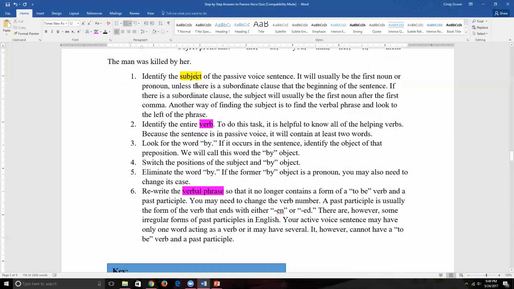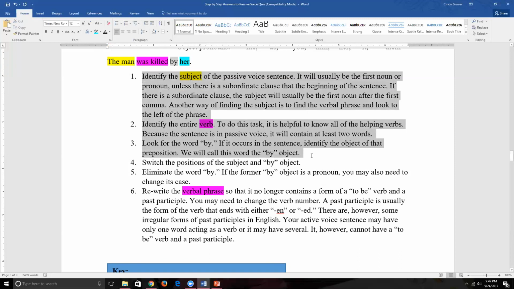Okay, so the first thing we have to do is identify the subject. That's going to be the man. It's the beginning of the sentence. It's before our verb. We have our verb was killed. We have the to be word was. We have our past participle killed. We have a by already built into the sentence. And we have an object of that prepositional phrase. We have her. So we have all of our parts. So we've identified 1 through 3. We're now ready to start changing our sentence.